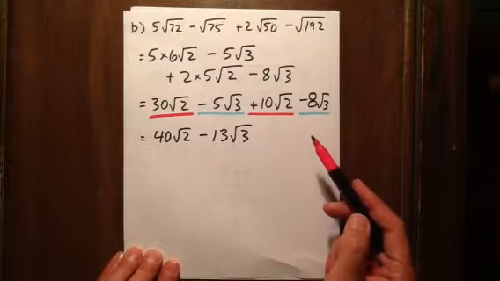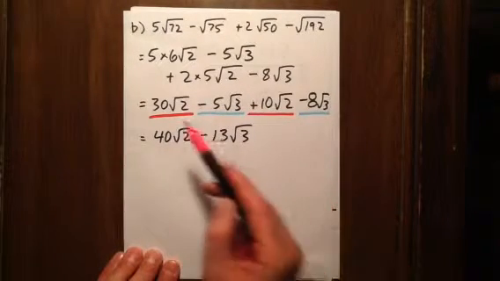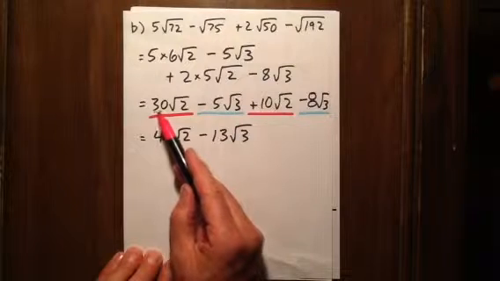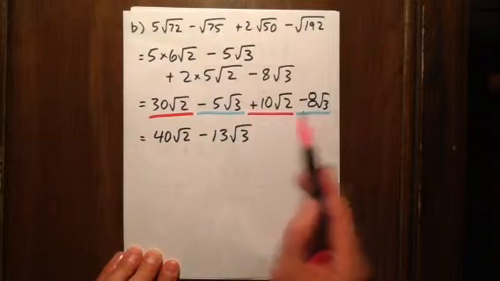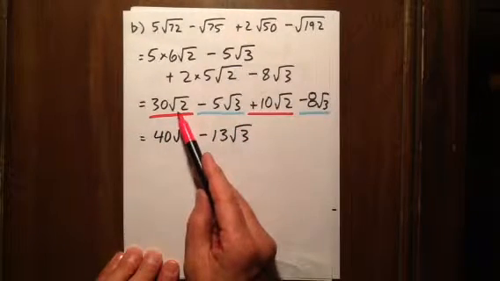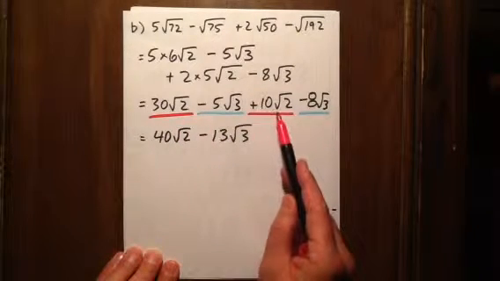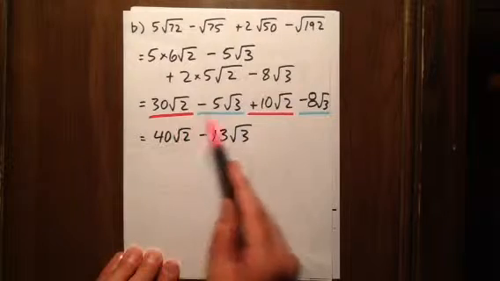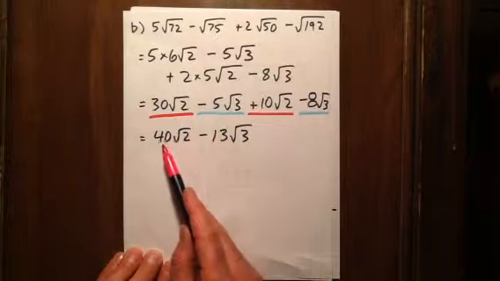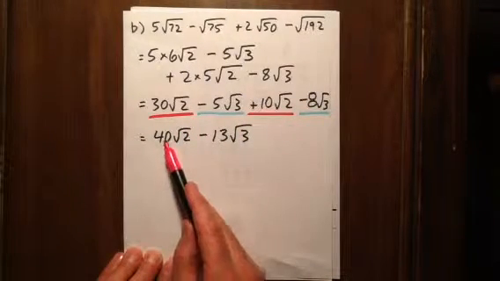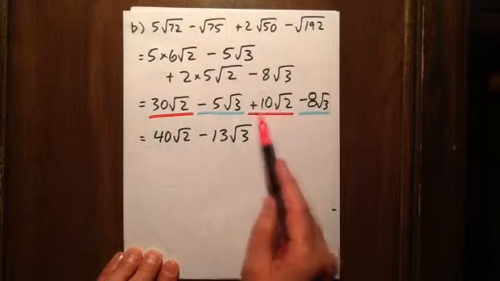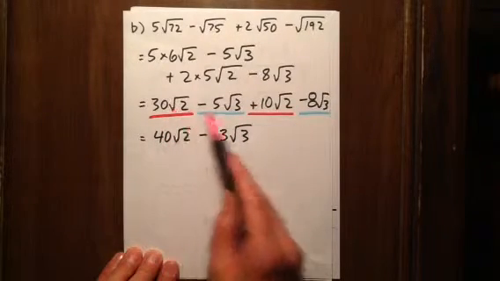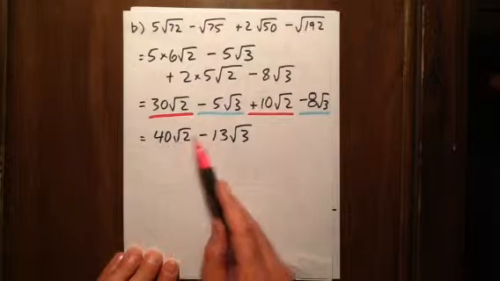No different really than if these were variables. We've got 4 terms, 1, 2, 3, and 4. And we see that this term is in terms of a root 2 and a root 2. They're considered like terms, and we're going to collect them. 30 root 2 plus 10 root 2 is simply 40 root 2. Just like if it was 30x plus 10x, we'd call it 40x. Well, 30 root 2 plus 10 root 2 is 40 root 2.